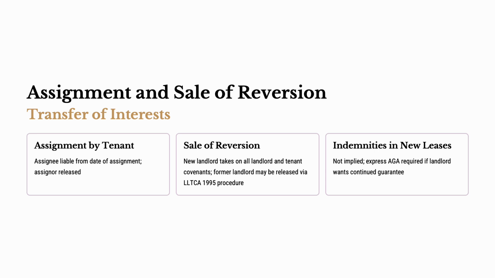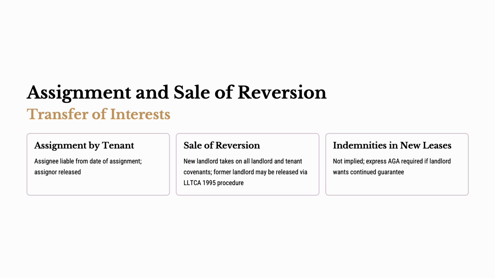When tenants assign leases and landlords sell the reversion under the 1995 Act regime, specific rules govern liability transfer. On assignment by the tenant, the assignee becomes liable for all tenant covenants from the assignment date. The assignor is released automatically unless an AGA is in place. So if there is an authorized guarantee agreement, the assignor guarantees only the immediate assignee, not the future assignees.